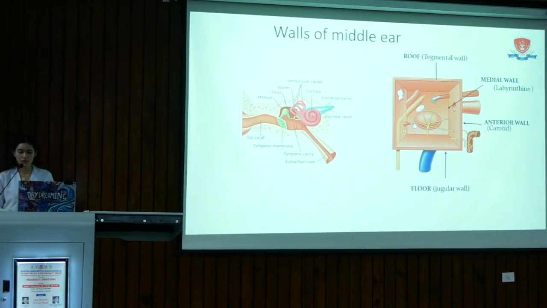A focused image of the middle ear tells us about the walls possessed by the middle ear. The roof, also known as the tegmental wall, the floor or the jugular wall, the medial wall, also known as the labyrinthine wall, the posterior wall, the anterior or the carotid wall, and lastly the lateral wall, which is also known as the membranous wall. Now, the medial wall of the middle ear consists of some important structures, which is the promontory formed by the basal turn of the cochlea, the lateral semicircular canal below which lies the facial canal, and the fenestra vestibuli, which leads to the opening of the vestibule.